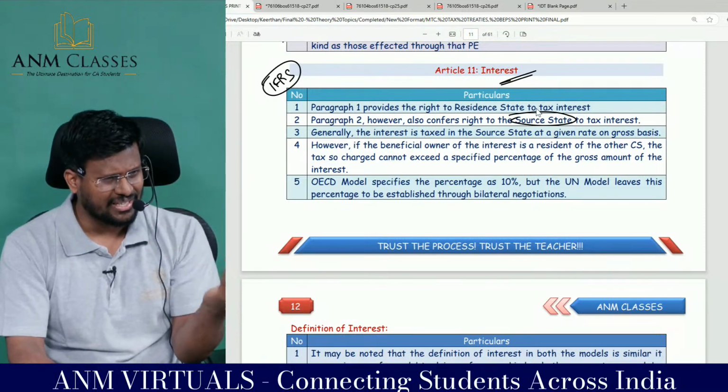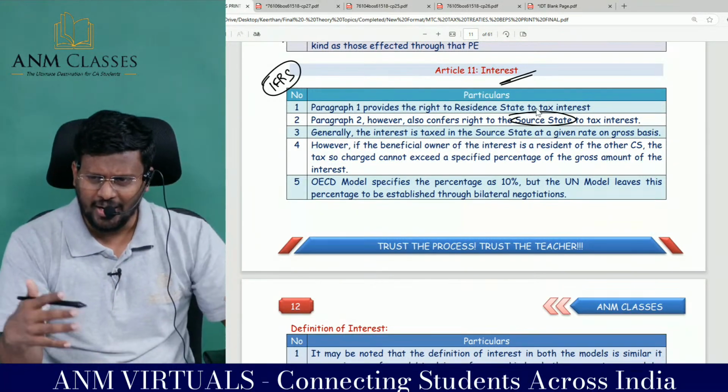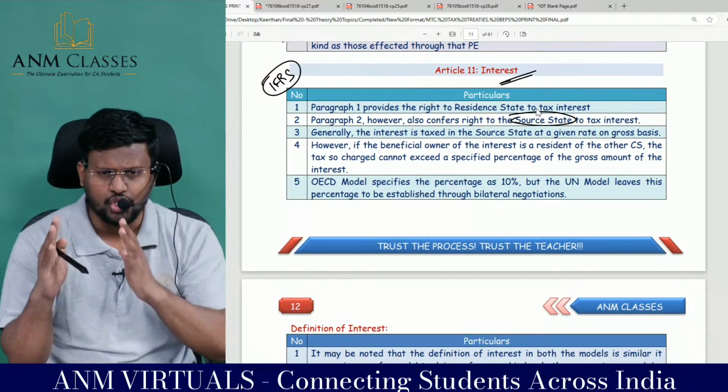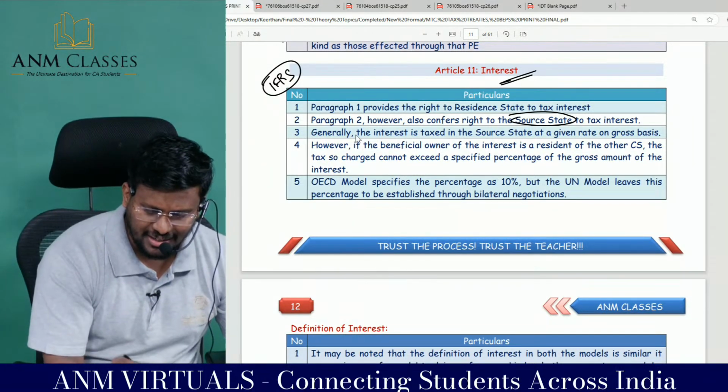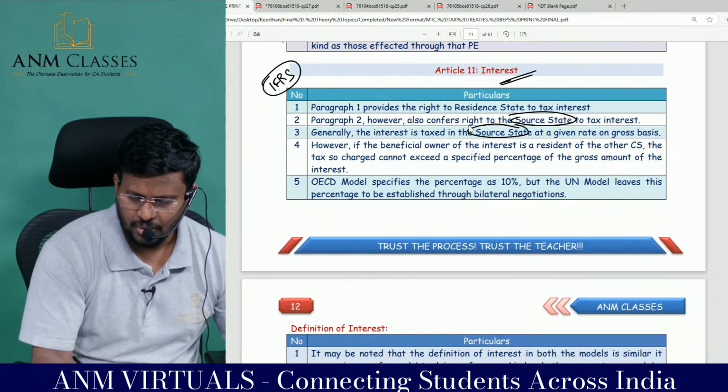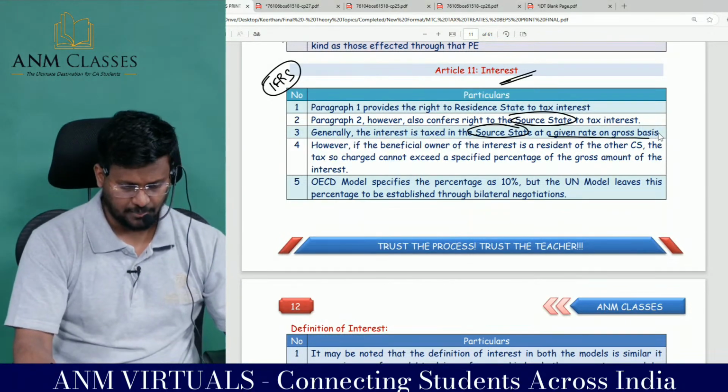So para 1 is saying that generally interest will be taxed in the state of residence. Whereas para 2 is saying that, if you want, when you are entering into a double taxation avoidance agreement, instead of the residence state, you can keep in what state also? Generally interest is taxed in the what state? At a given rate on what basis?